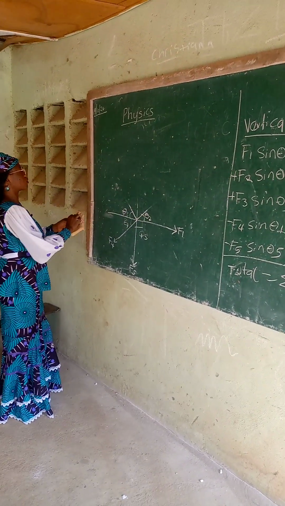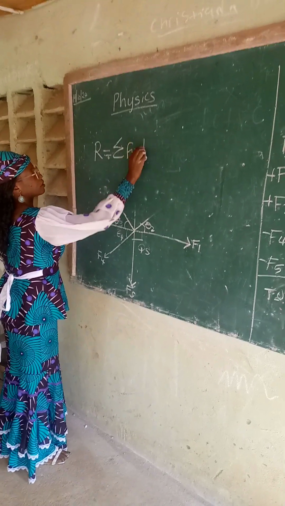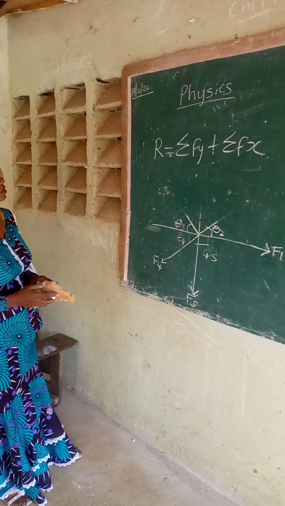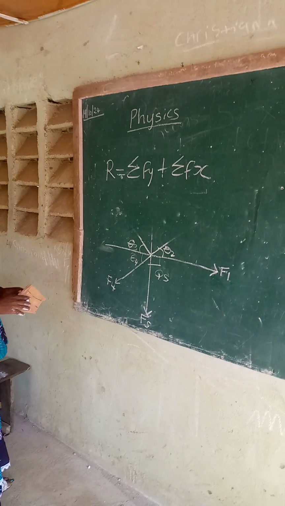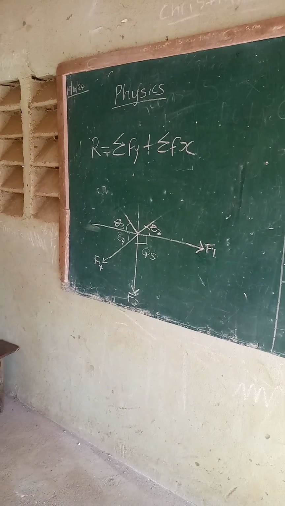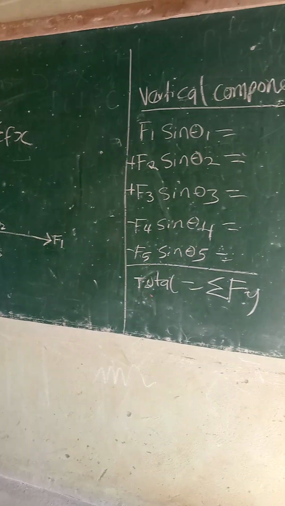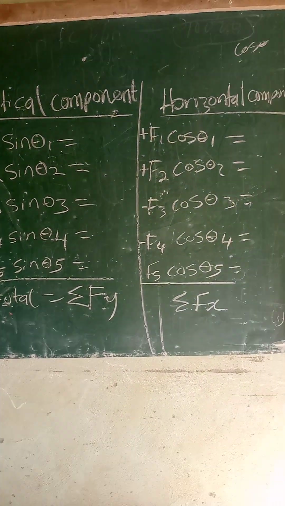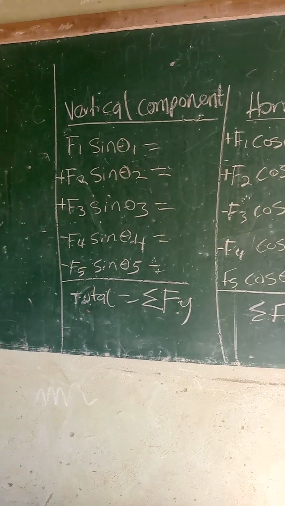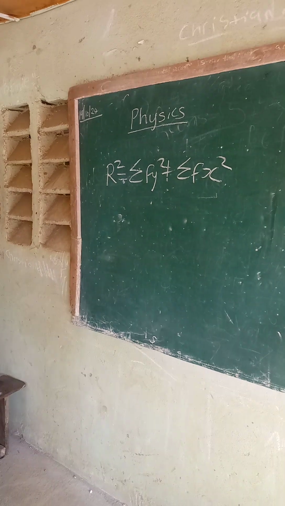So it means that the resultant, when you are looking at two or more vectors, R will be equal to the combination of ΣFy and ΣFx. This is our resultant. Now you want to find the direction.